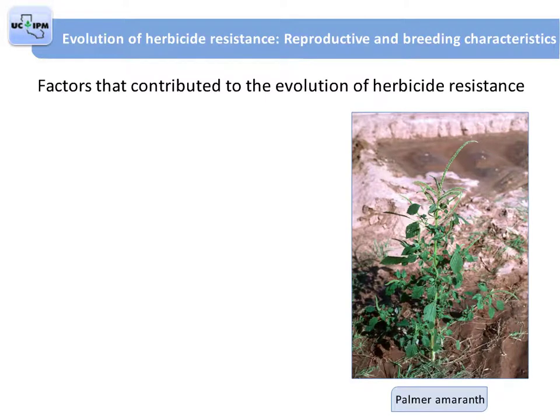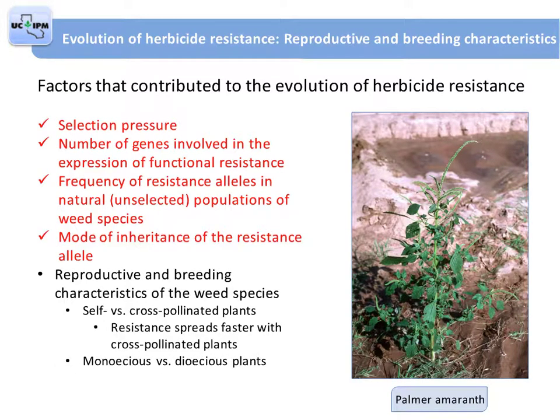Another thing to think about is whether the weed is monoecious or dioecious. Monoecious is when the male and the female parts of the flower are on the same plant, and dioecious means that they are on separate plants. You always get more resistance spread in dioecious plants than in monoecious because of cross-pollination and also because pollen of dioecious plants can spread a far distance.